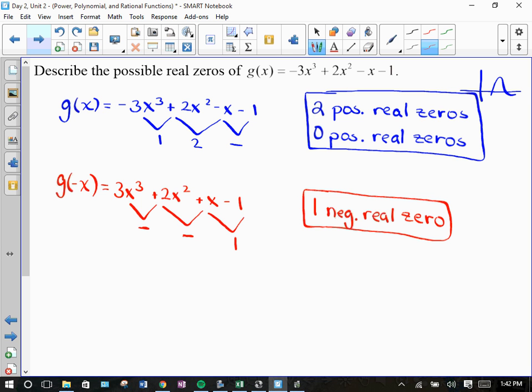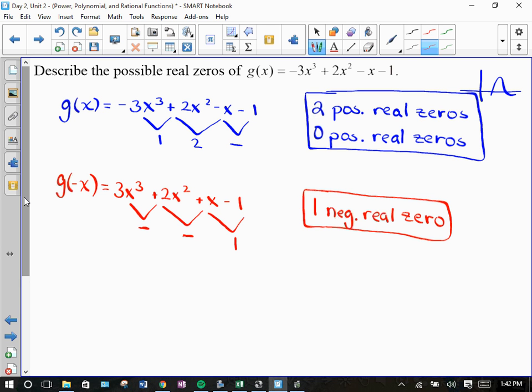Now, I do want to be careful here because I just realized I said something that's actually not 100% true. What I said is that there has to be 2 positive zeros. Alright? There is the potential that you get 2 imaginary zeros. So here's the deal. You can have positive real zeros, you can have negative real zeros, and you can have imaginary zeros. So we want to describe the possible real zeros. Okay, we have 2 positive or 0 positive, 1 negative.